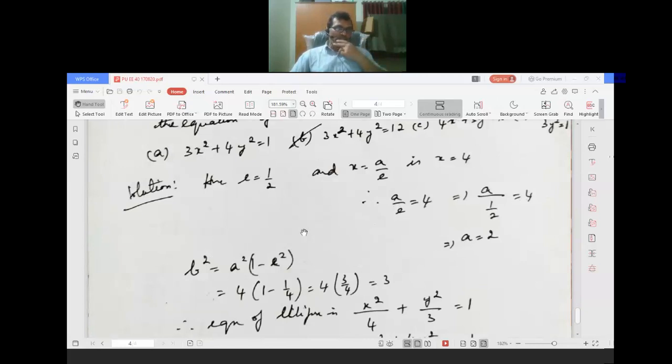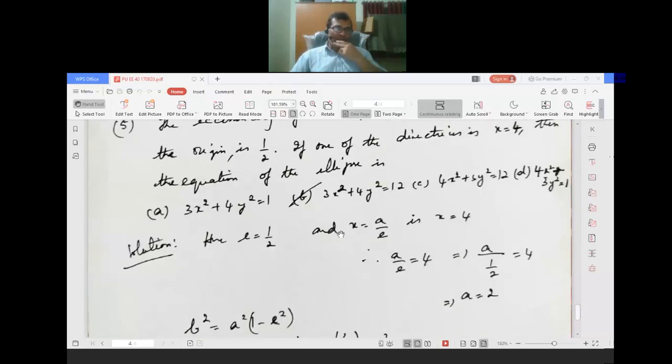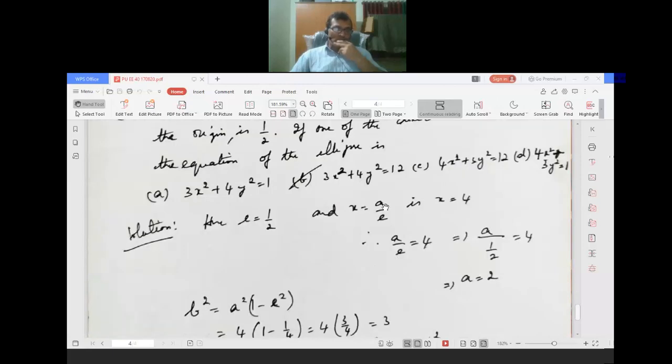Now eccentricity e equals half, and the directrix formula is x equals a by e. The directrix is x equals 4. So a by e equals 4 and e is half. So a by half equals 4. So a is equal to 2.